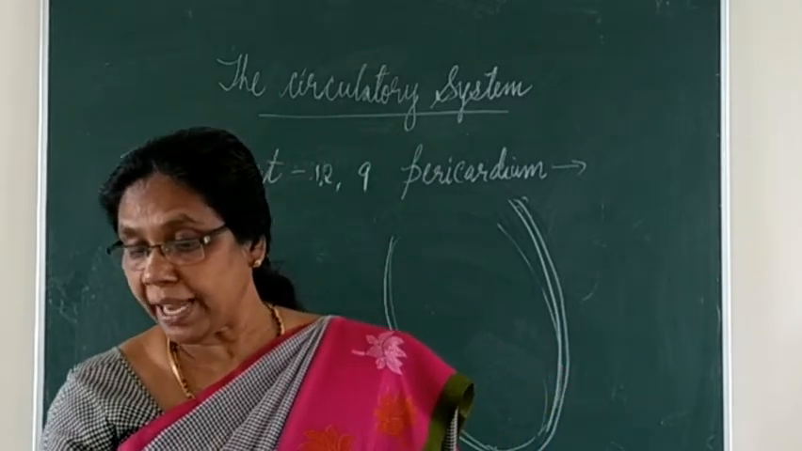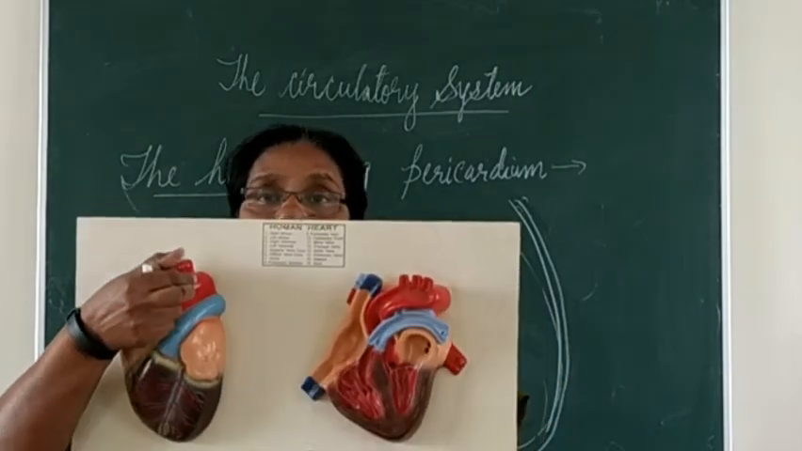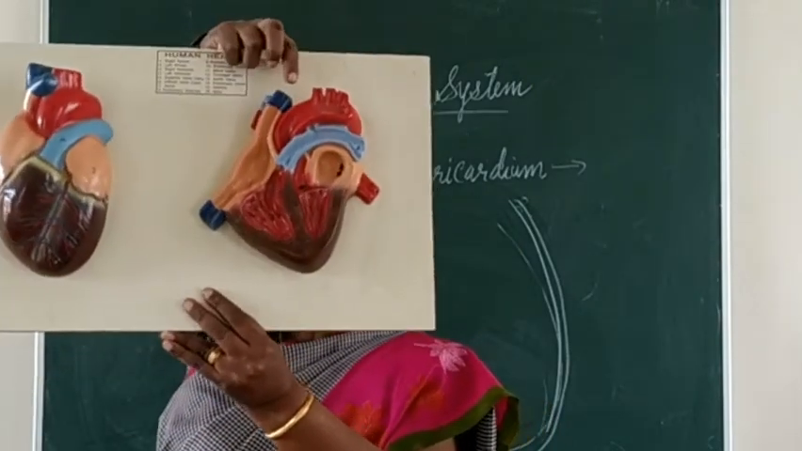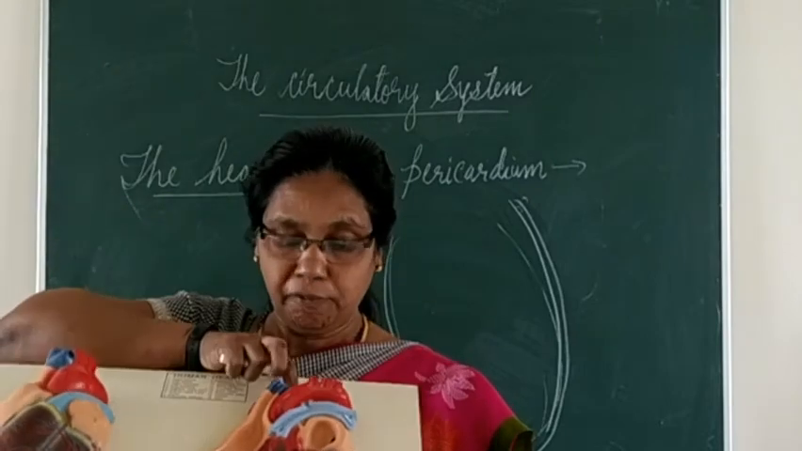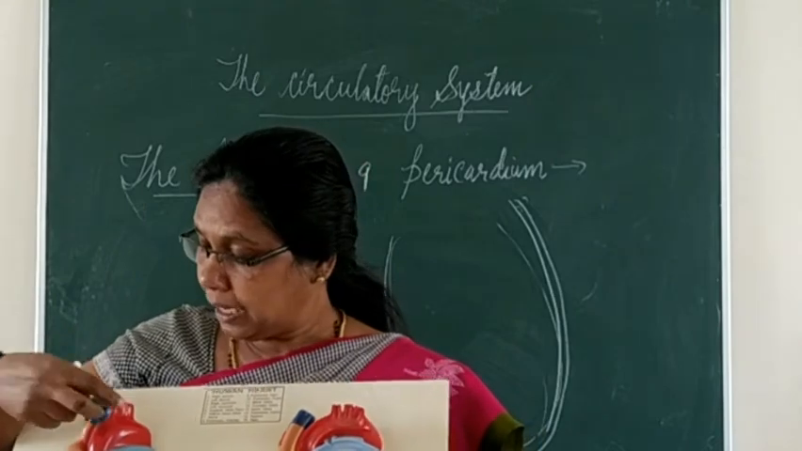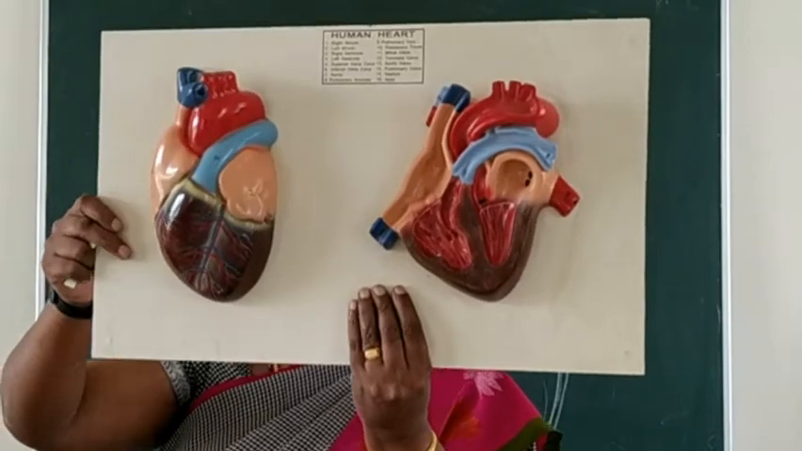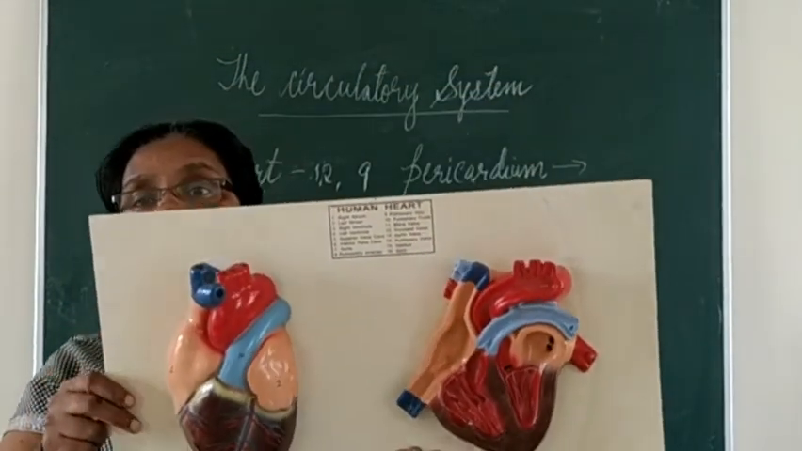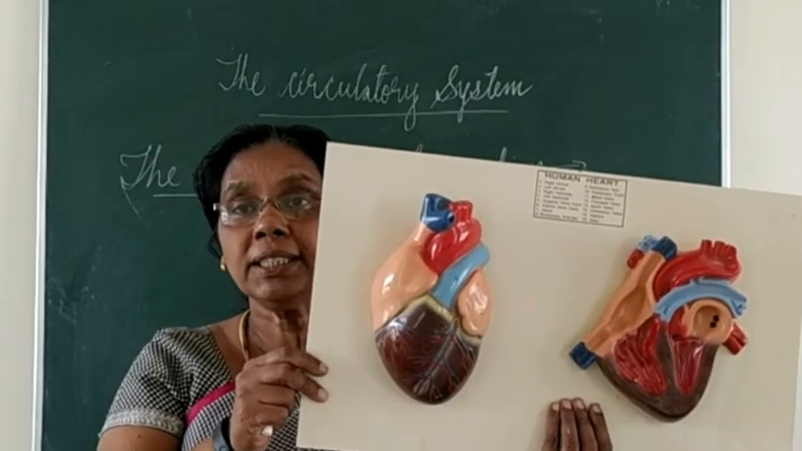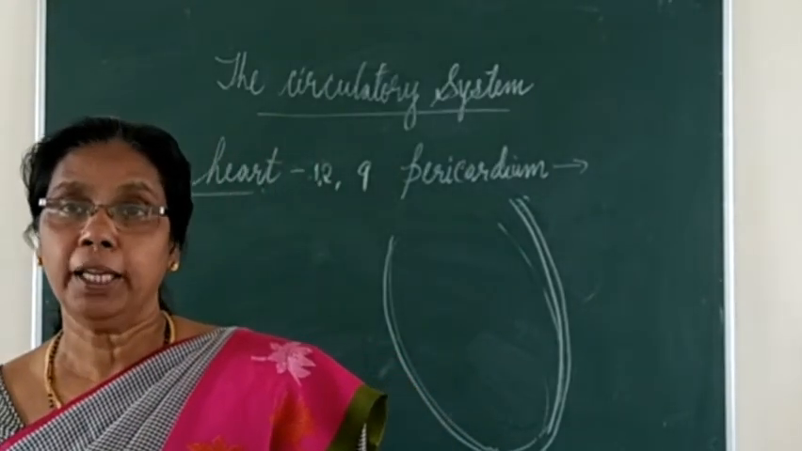Then the next one is the aorta. See the big red one here, you can see clearly. This is the aorta, red in color. What is its function? Where does it start? It starts from the left ventricle and carries oxygenated blood. Its function is to carry oxygenated blood and supply it to all parts of the body.